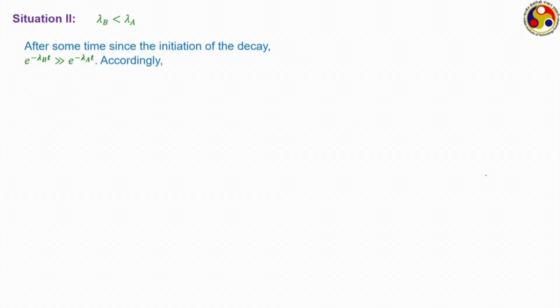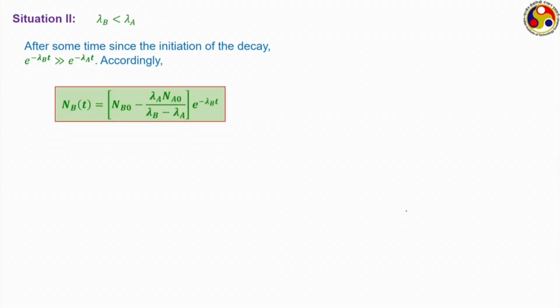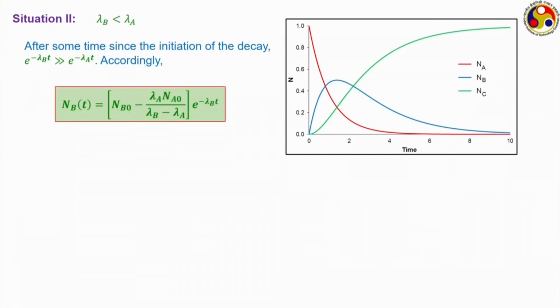Now, we have the second situation where lambda B is less than lambda A. Again, after some period of initial development, now the exponential of minus lambda A t becomes negligible. Accordingly, we get this particular expression of Nb, and the corresponding graph is this, which has been plotted considering lambda A to be 1 and lambda B to be 0.5.